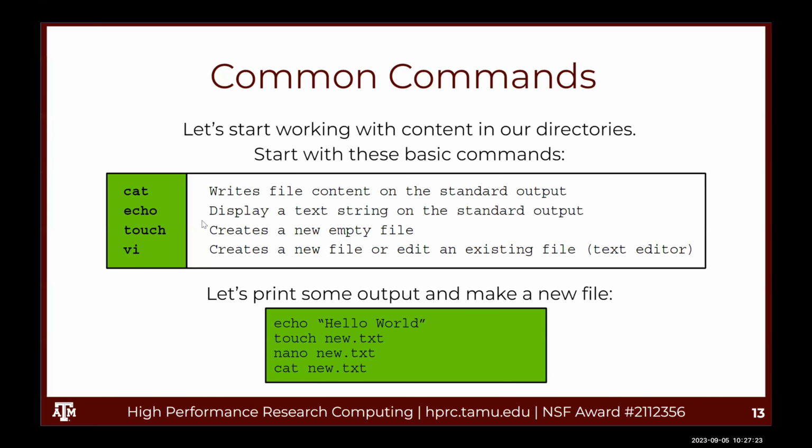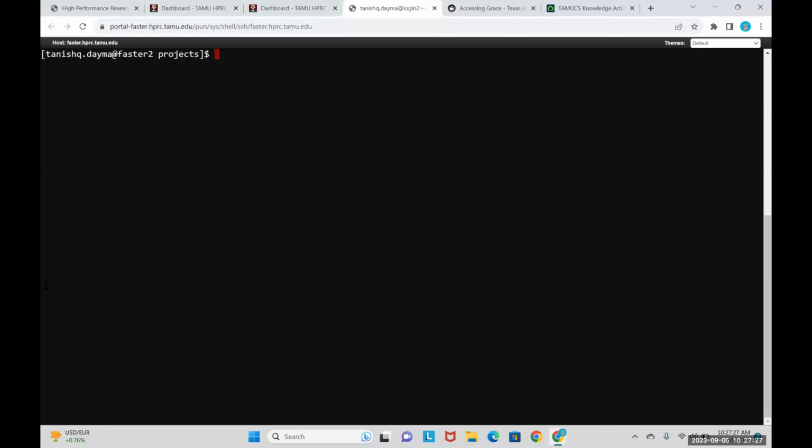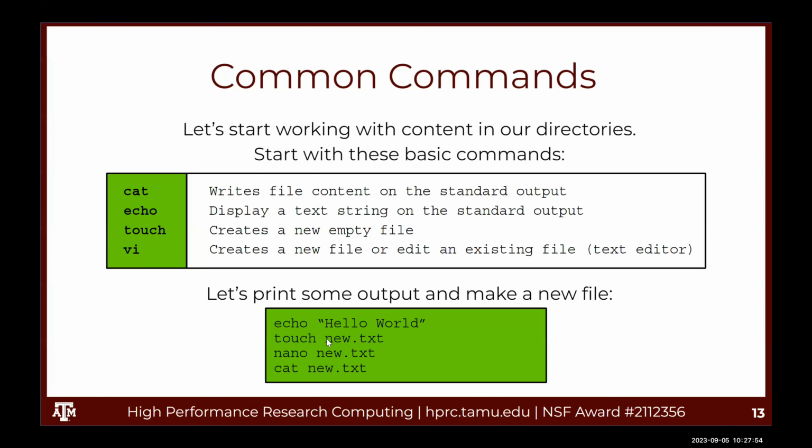The first is echo. The echo command displays a text string on the standard output. Anything that you can see on the shell is standard output. So if I want to display a text string, let's say hello world, this is how I can do it: echo, space, string within the quotes, enter, and it displays that string. So this is how we can use echo.